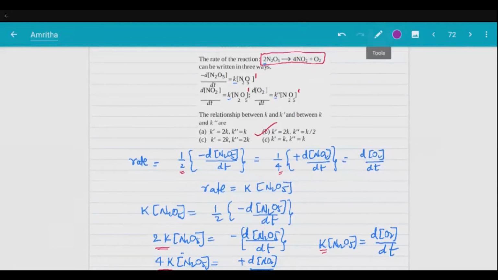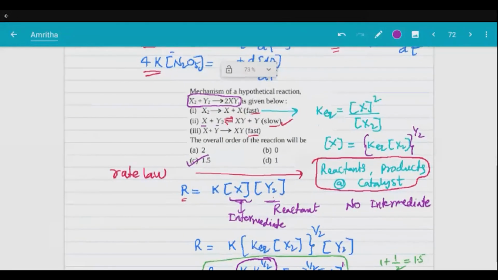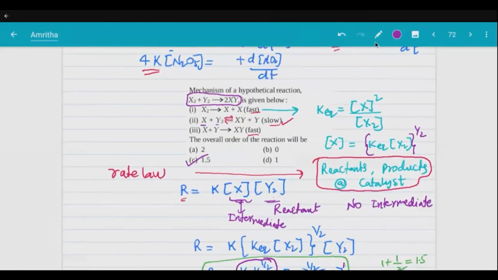K is equal to X square by X. No. I should write K equilibrium as products by reactants, right? So I have to write this X square by X2. I need to replace X only. So only focus on that X. Okay, just focus on X because every rate law should contain either reactants or products or catalysts, not the intermediate. X is the intermediate. I'm replacing X.